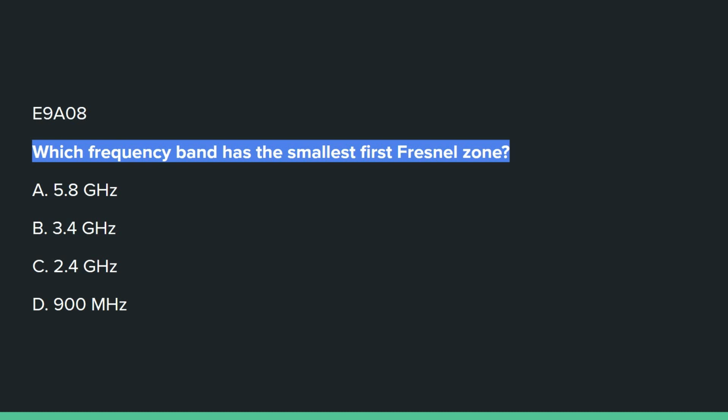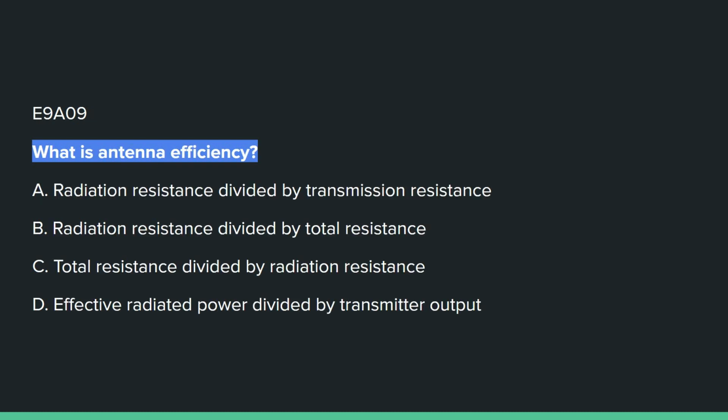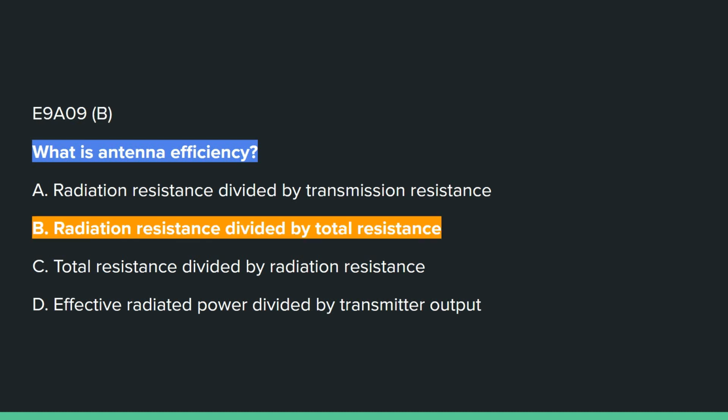E9A08, what frequency band has the smallest first Fresnel zone? That's A, 5.8 gigahertz. E9A09, what is antenna efficiency? That's B, radiation resistance divided by total resistance.